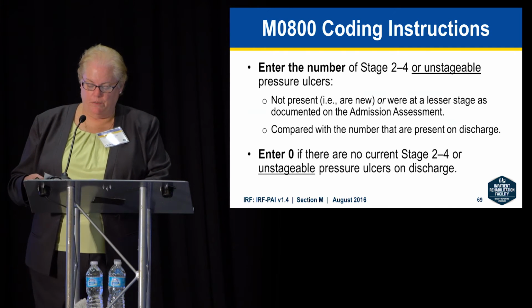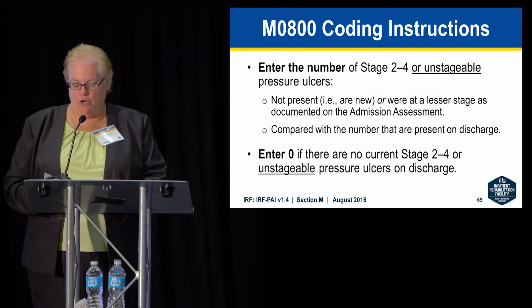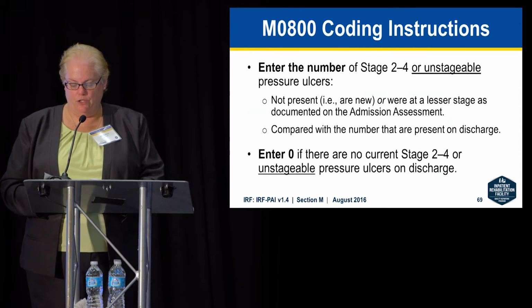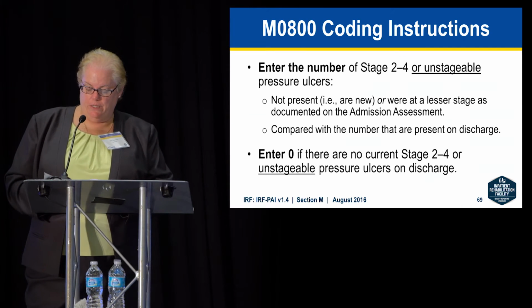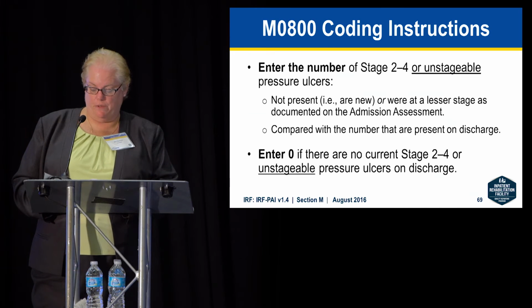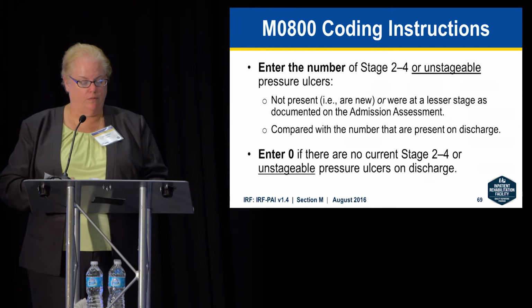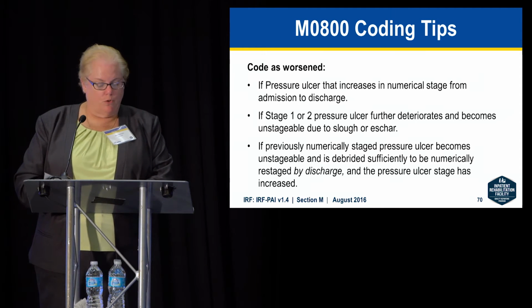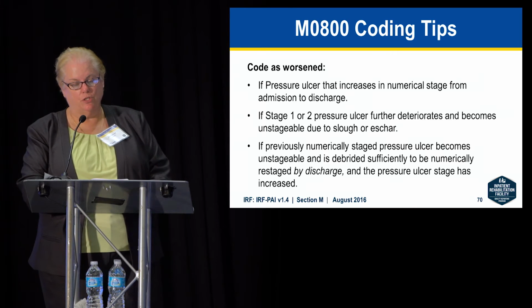So we are going to be coding the 2 through 4 unstageables, not present, or are new, or were on a lesser stage on the admission as compared to on the admission assessment, and compared to the number present on the discharge assessment. And again, if there's none, we're going to code as 0. Coding as worsened: the pressure ulcer that increases in numeric stage from admission to discharge is considered worsening.